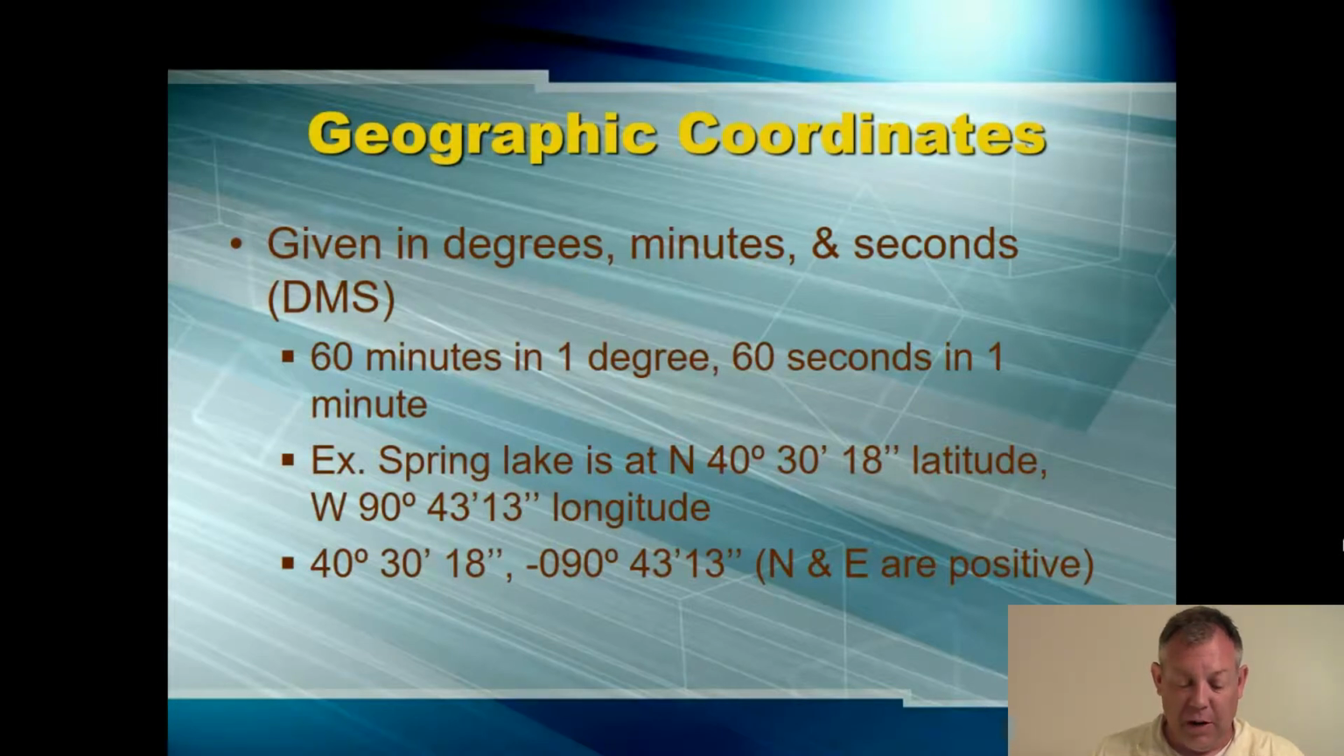And so you see the difference here. North and east are considered positive, south and west are considered negative. So in the first set of coordinates, I specifically said it's north 40 degrees and west 90 degrees. In the second set of coordinates, I had a positive 40 degrees and a negative 90 degrees. And we automatically know positive 40 must be north and the negative 90 must be west. Okay?